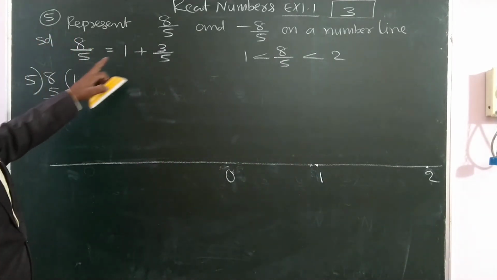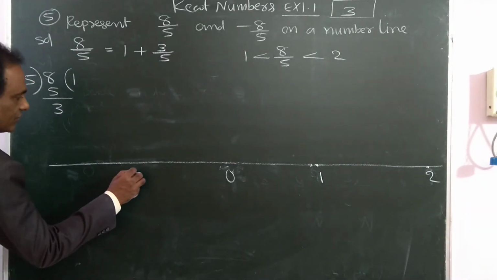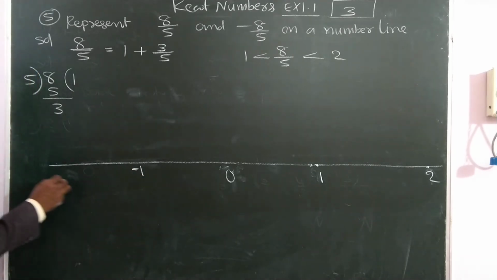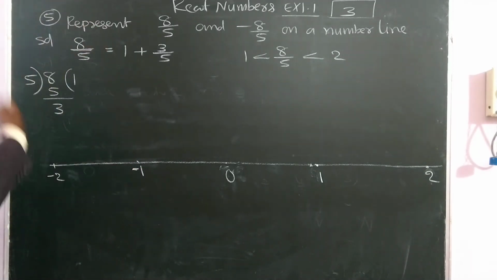And there is this minus also. Let us represent both on the same line. So this side let us take minus 1. This is say minus 2. So in total, I will represent both on the same line.